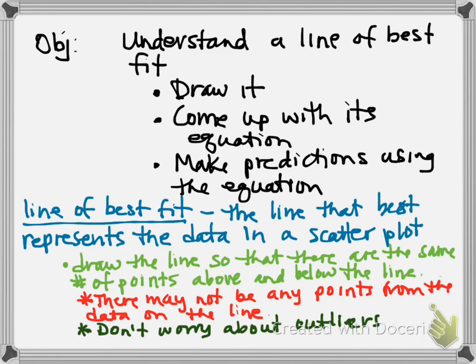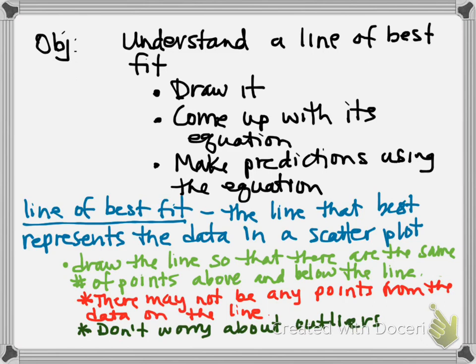There were 2 that were close, but the rest of the points, the majority of the points, were either above it or below it. That's okay for a line of best fit. Okay, so the line of best fit is the line that best represents the data in a scatter plot. We're going to draw the line so that there are the same number of points above and below the line. There may not be any points from the data on the line, and we're not going to include outliers as we're trying to draw this line. So we're going to exclude them from our line.